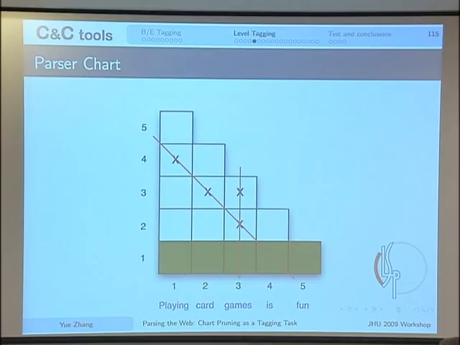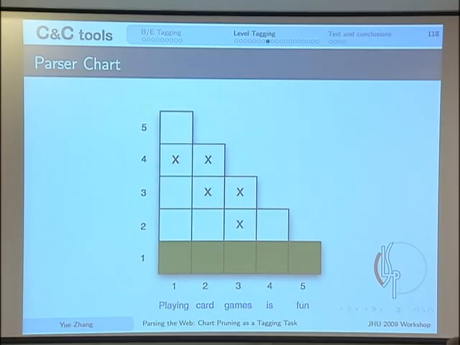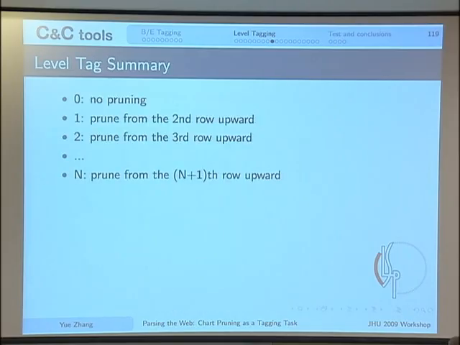The pruning effect of the binary tag in this example is to cross out a column plus a diagonal. While the pruning effect of level tags in this example is to prune, besides the column and diagonal, also part of another column, and therefore the pruning power is increased. In summary, for pruning tags, we have a set of n tags where tag 0 means no pruning, and tag n means that we prune from the n+1 level upward.